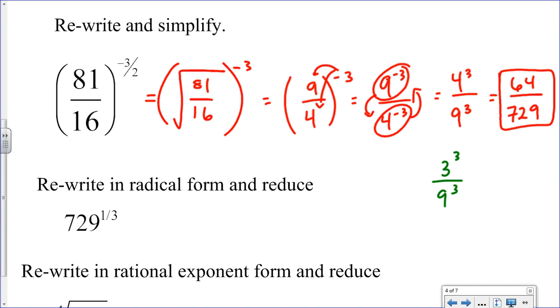Well, and actually you could reduce because that's the same thing as this. So you could do 1/3 to the third power. You could do that. But you probably would have reduced back here or even inside the radical too, maybe. So if you can reduce, reduce.